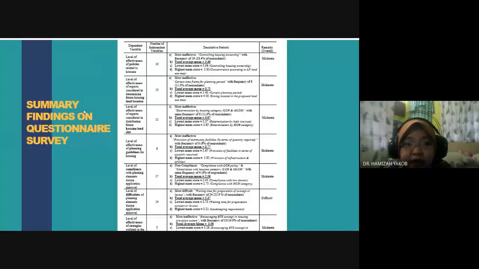Okay, this is the summary of findings on the questionnaire survey. As you can see here, all are actually at moderate levels in terms of policy, land location, housing land size, planning guideline, and compliance. But in terms of difficulty, it is actually still rated difficult in terms of the planning application approvals, okay.